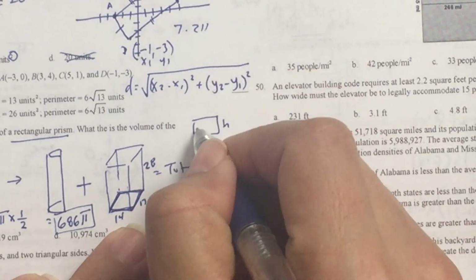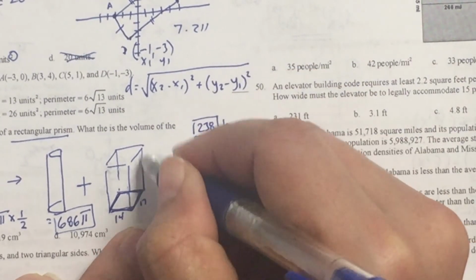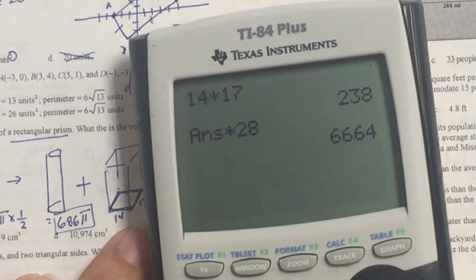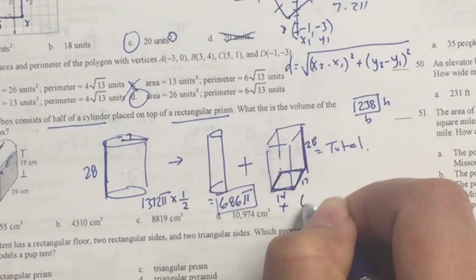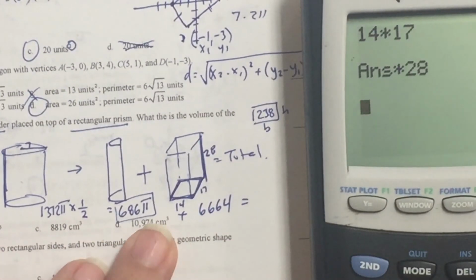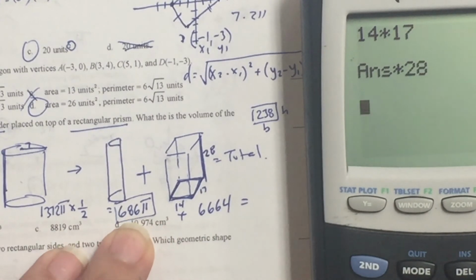So the area is 238 times the height times 28, which is 6664. So plus 6664 equals. All right, now I'm going to go ahead and put the pi back in.